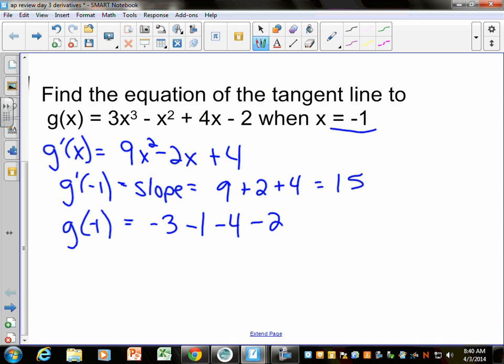Is that right? 7, 8, 9, 10. So that's -10. So that's all you need to write an equation. You got a point, -1, -10. You have a slope of 15.